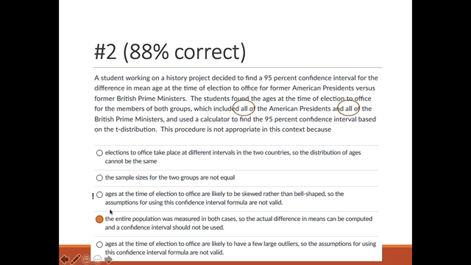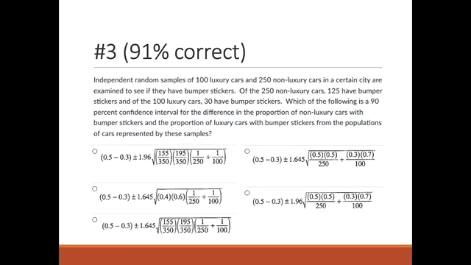For some reason, the most commonly chosen wrong answer was this question here, where people said the ages at the time of election to office are likely skewed rather than bell-shaped, so the assumptions for using this interval formula are not valid. So I'm not sure necessarily why you would believe that they are skewed. We've actually looked at the ages of the American presidents at inauguration, and the truth is they're relatively bell-shaped. We actually can approximately use the normal distribution to represent them. So the problem here isn't about the assumptions. The problem here is we can calculate the true difference, so there's no need to build a confidence interval.